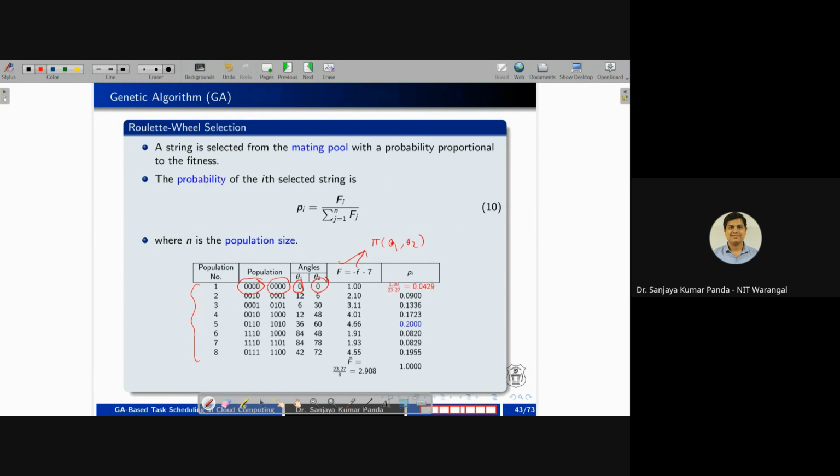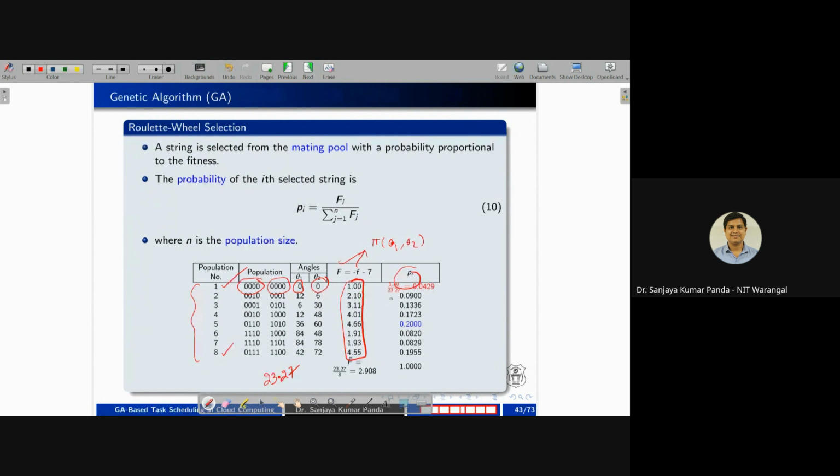So in roulette wheel selection, you calculate the sum of all fitness values. Every population has a fitness value, and we have 8 populations, so I can find the sum of all fitness values. If you calculate it, you will get the value 23.27. Okay. So now I am calculating the probability of the ith chromosome. What is the probability of selecting population number 1? What is the probability of selecting population number 8?